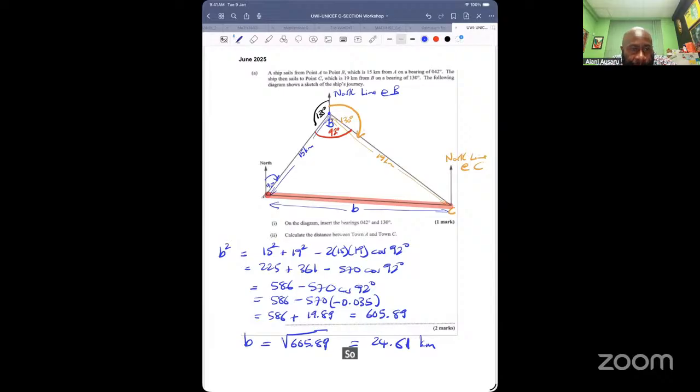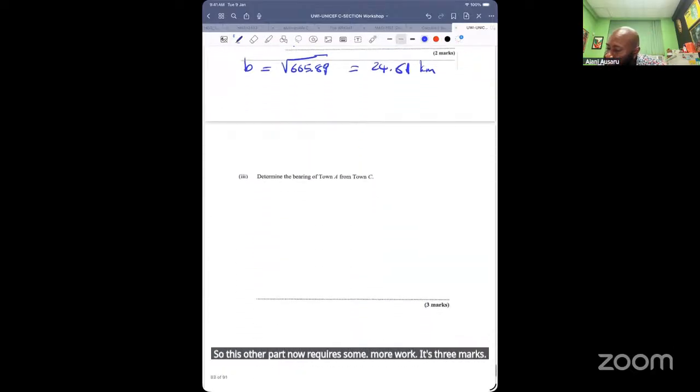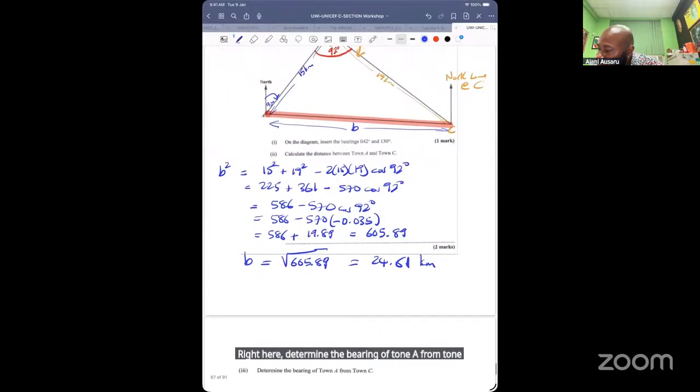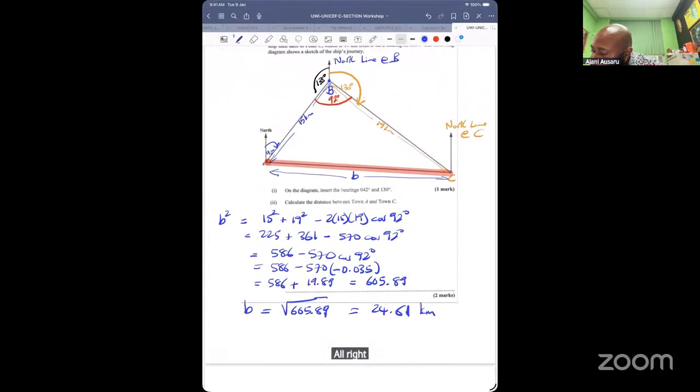So this other part now requires some more work. It's 3 marks right here. Determine the bearing of town A from town C. All right. A from C. So I'm going to draw that in. A from C, we know what from C means. All right, so let me use this color. So this is the line CA starting with the north line.